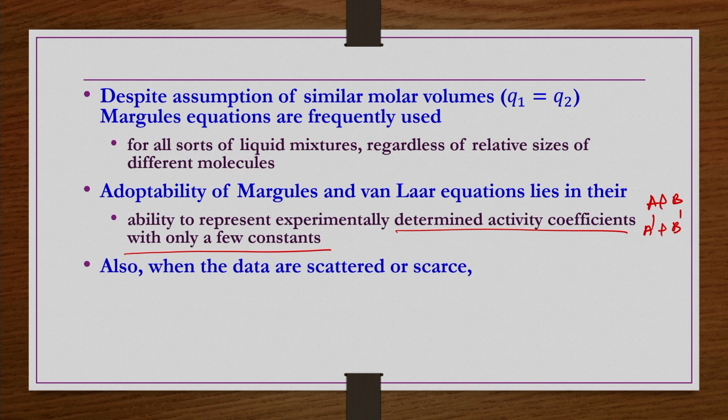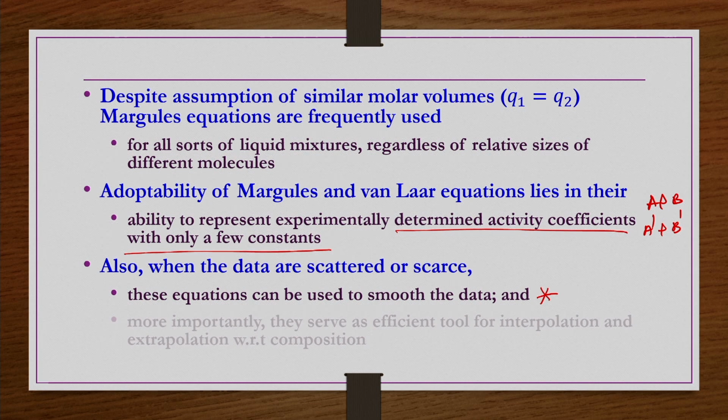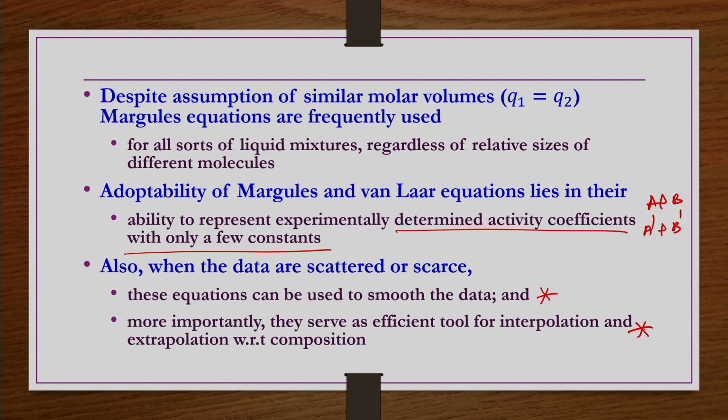Also, when the data are scattered or scarce, then these models, the 3 suffix Margules equation and the Van Laar equations, are used for smoothing of the data as well as for some kind of interpolation or extrapolation, so as to get additional data which is not obtained by the experimental results. So, such is the advantage of these two equations, the 3 suffix Margules equation and Van Laar's equation.